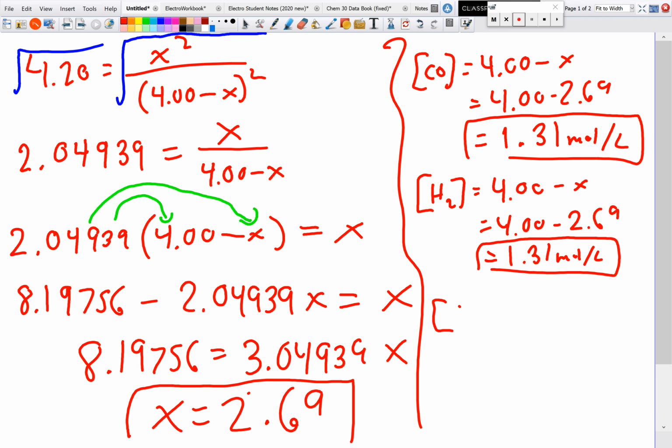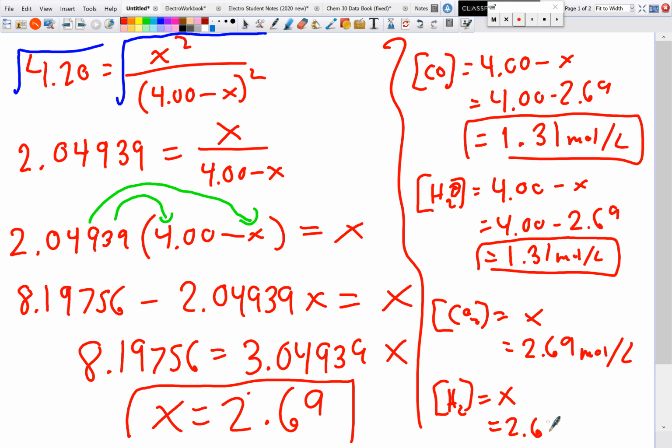Concentration of carbon dioxide was equal to x, so that is equal to 2.69 moles per liter, and concentration of, that should be water, H2O, because hydrogen gas was a reactant, that is equal to x, which is also equal to 2.69 moles per liter. And that is how we use our equilibrium constant in a little bit of math to solve.